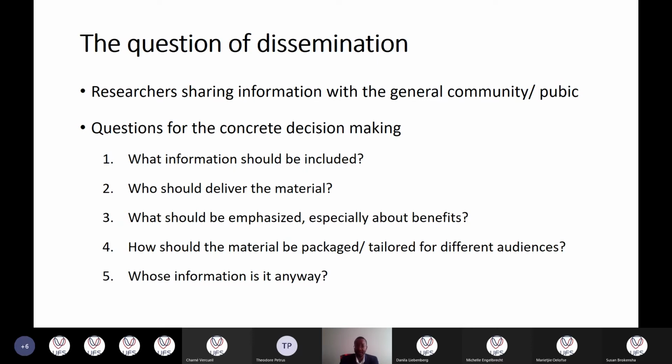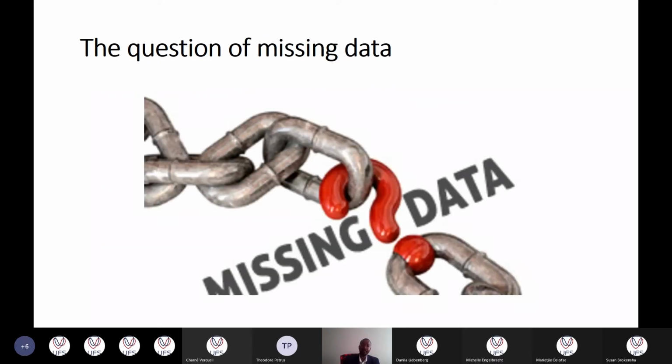Who should deliver this material? What should be emphasized, especially about the benefits of our research? Some researchers oversell, right? How should the material be packaged? How should it be tailored for different audiences? Don't take jargon to ordinary people that you'd otherwise use in your scientific community. And whose information is it anyway?